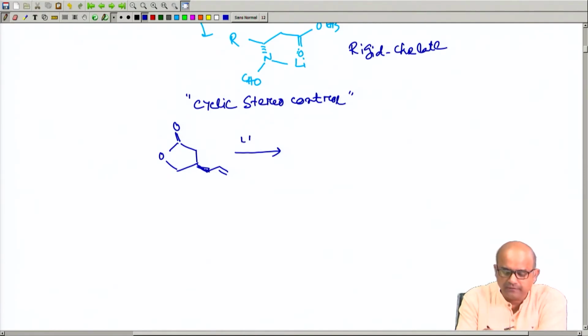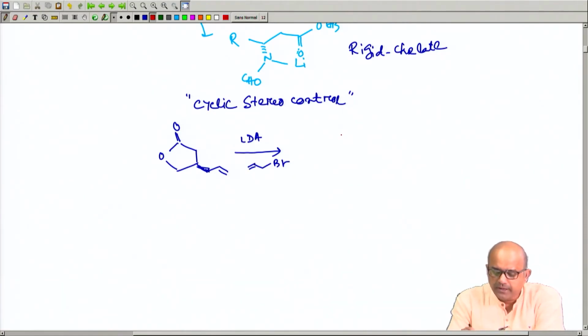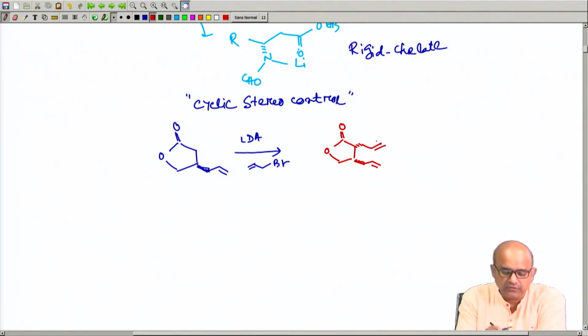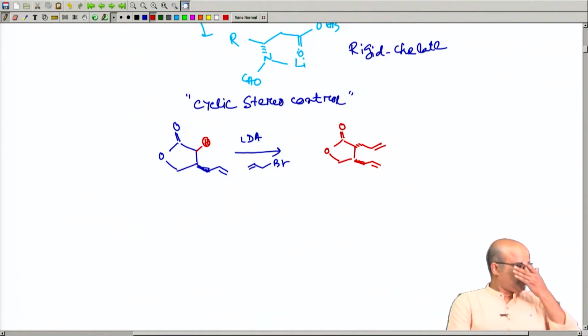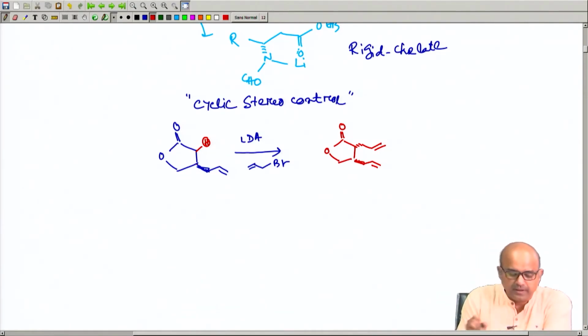You treat with a base, LDA, and then you treat with another electrophile, which is another allyl bromide, and it is very easy to predict, as in the parent compound the allyl group is beta. So, this is the beta one. In this case it will be the alpha one, because here you will be abstracting this hydrogen to generate the enolate, and the cyclic stereo control is much easier to predict than the acyclic one, because a cyclic system has a well-defined conformational bias.